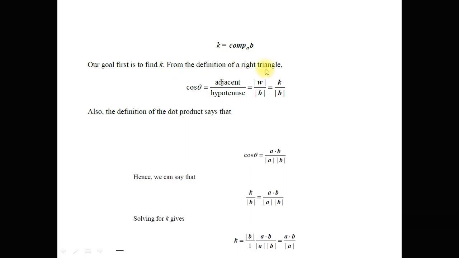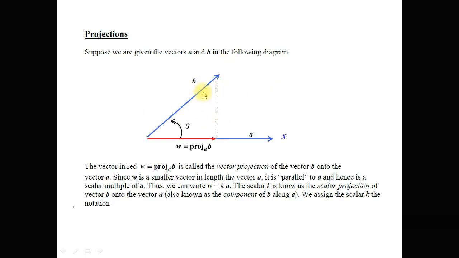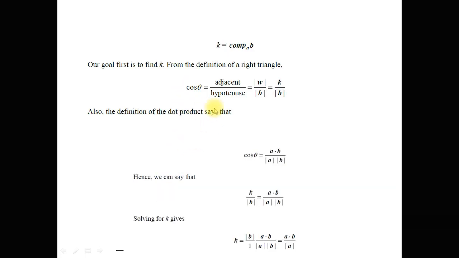From the definition of a right triangle, cos theta is equal to adjacent divided by hypotenuse. In this right triangle, you see over here this is the adjacent side and this is the hypotenuse. So cos theta is equal to base by hypotenuse. Base is the magnitude of the W vector, divided by the magnitude of vector B. So cos theta is equal to the magnitude of W divided by the magnitude of B.